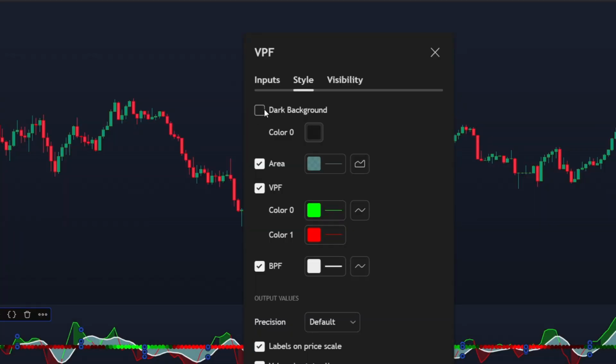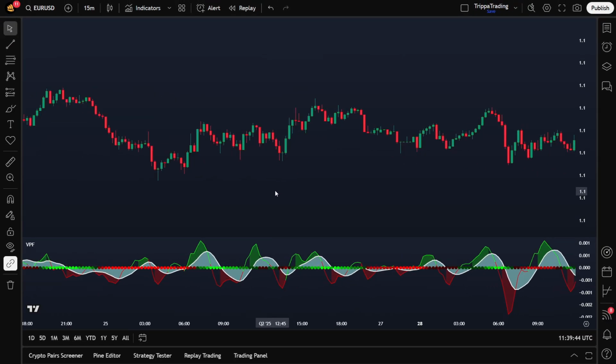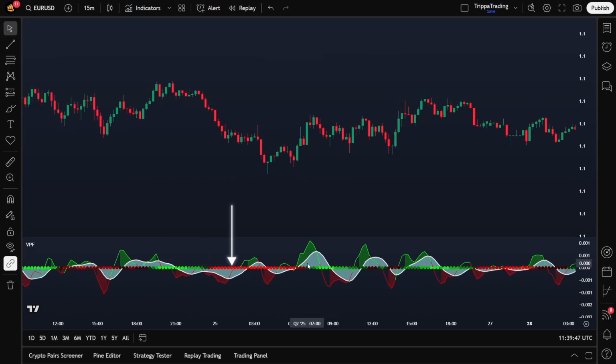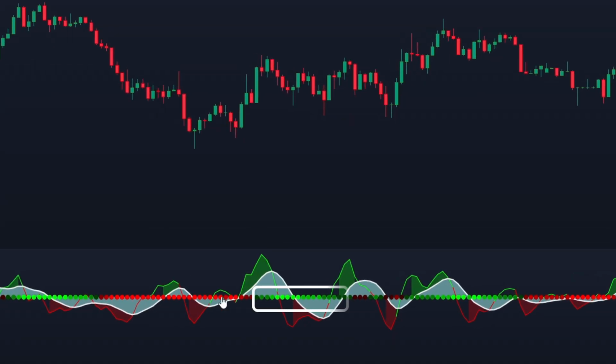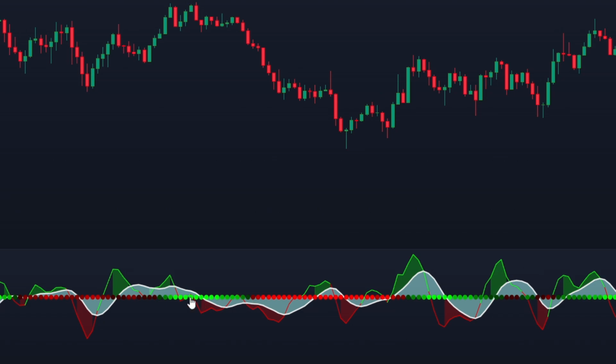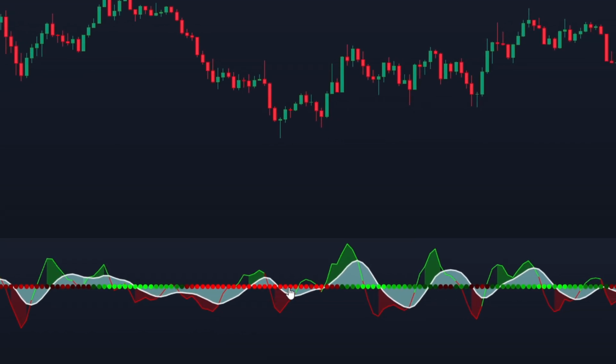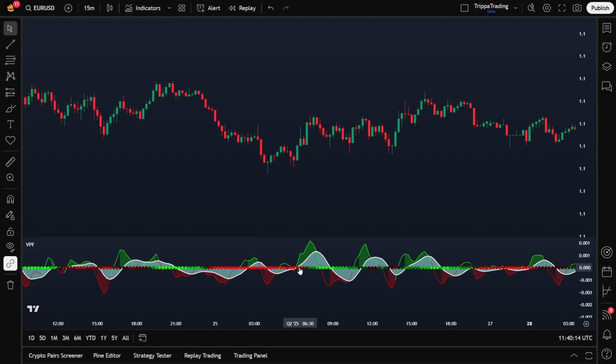Open the Style tab and uncheck Dark Background. That's it. Coming back to the indicator, you'll also notice little colored dots showing up along the center line. These are momentum dots, and they play a big role in confirmation. When the dots are green, it shows upside momentum. The brighter the green, the stronger the bullish momentum. And the same goes for red colored dots shown by this indicator. The brighter red means stronger bearish pressure in the market. These dots can help us figure out short-term momentum in real time.